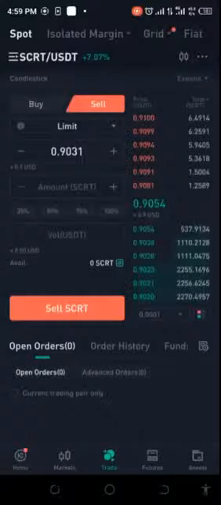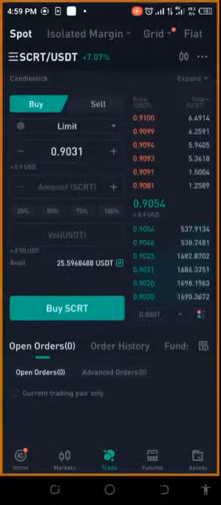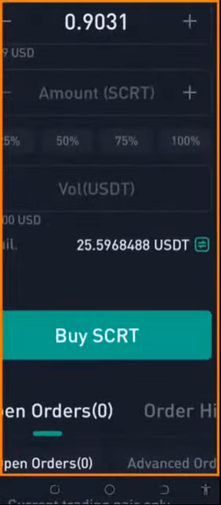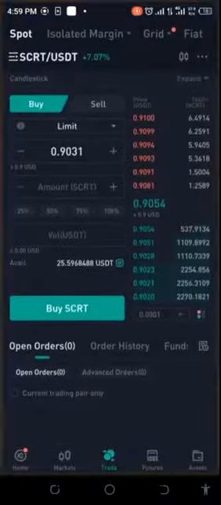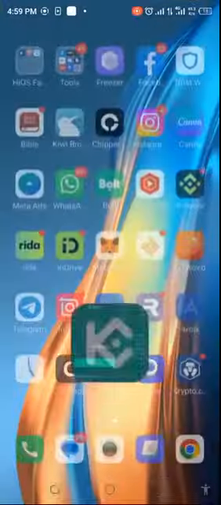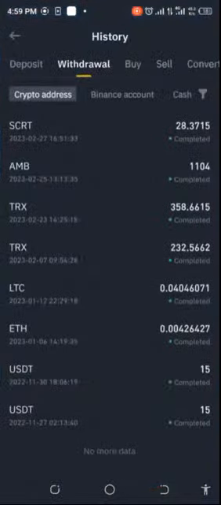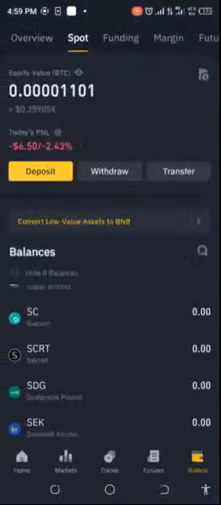Oh, voila, it has actually executed right on point. So what do we have here? Wow, let's see what we have here. We have 25.59. Okay, what did we start with? Actually, I can't remember, but I'm going to show it to you. Let's go and check what we started out with in Binance. Okay, it was 28.37, but let's go and check what exactly that is, because I can't remember.